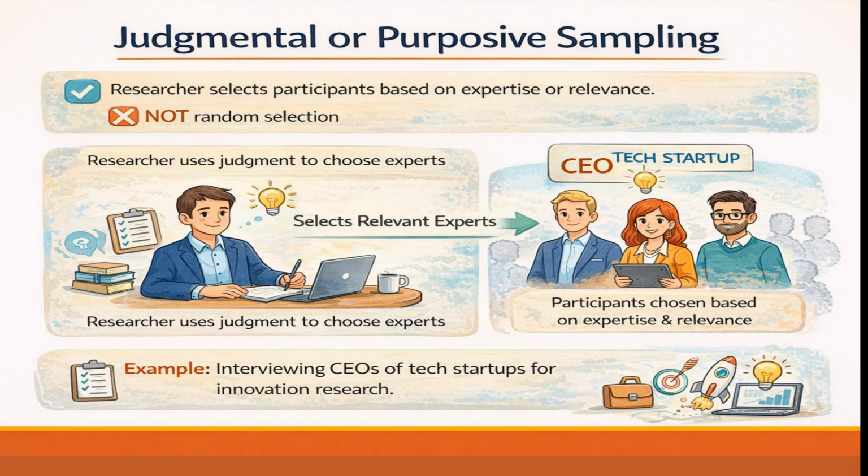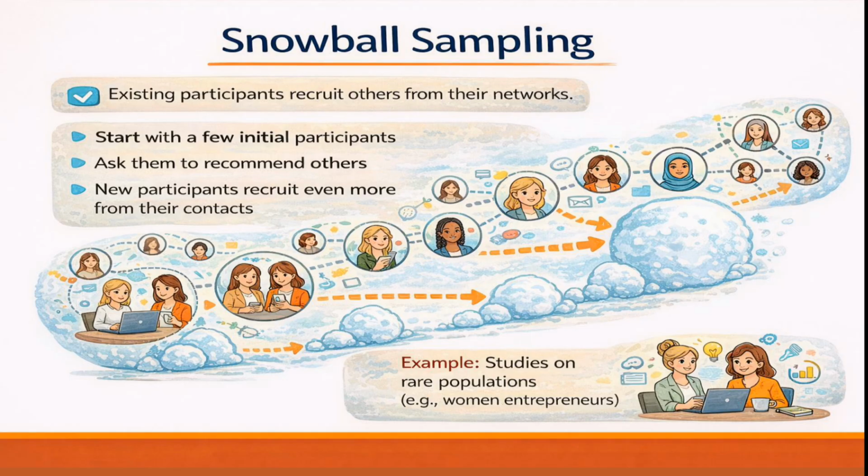In purposive sampling, the researcher intentionally selects participants. Example: interviewing CEOs for innovation research, selecting policymakers for governance studies. This method is common in qualitative and case study research, where expertise matters more than representativeness.